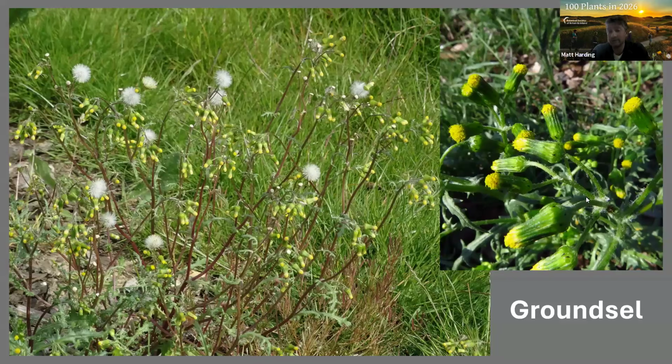This is groundsel, a member of the daisy family. But it's lost the outer petals, the outer ray florets, and it's just left with the yellow florets in the middle. So it does still form a kind of dandelion clock, as you can see on the left, each little seed-type structure with a little parachute.